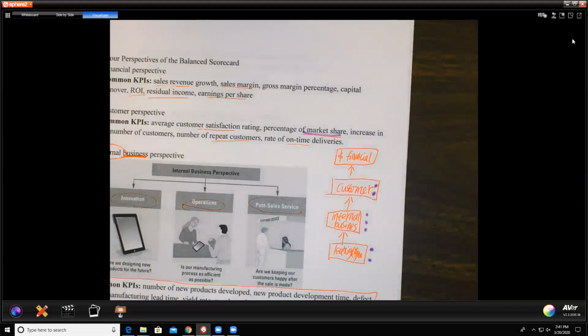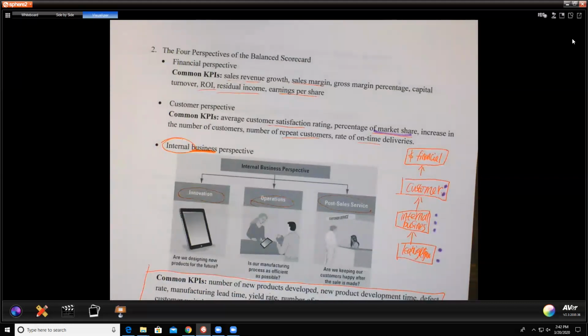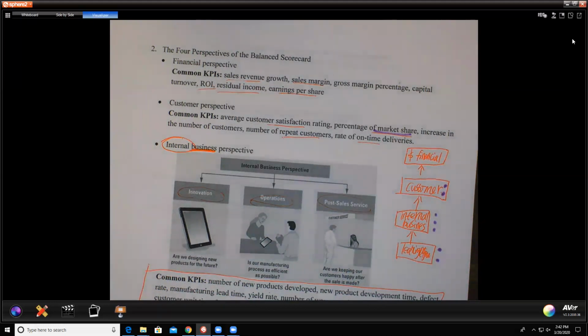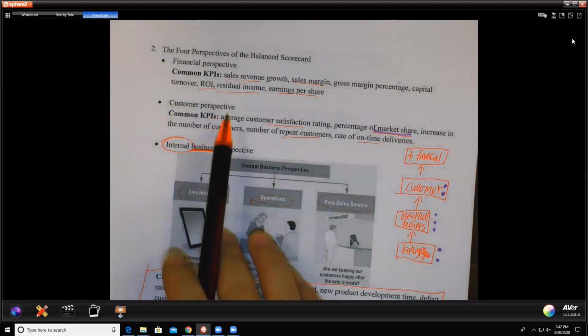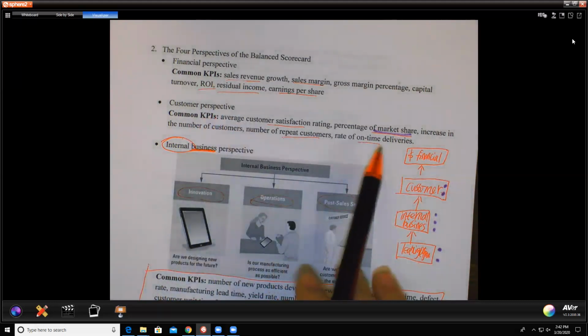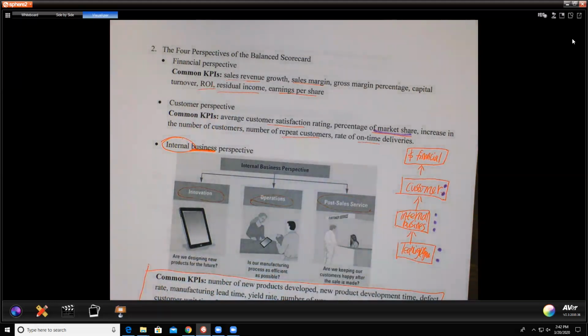So you don't really need to memorize everything. As I keep telling you, the only way I test you is I give you some multiple choice. I just make up an example. I said, hey, yield rate is what perspective? You have to know it's internal business. Or I say, hey, customer perspective includes which one? Percentage of market share. So make sure you get the right answer in the multiple choice.